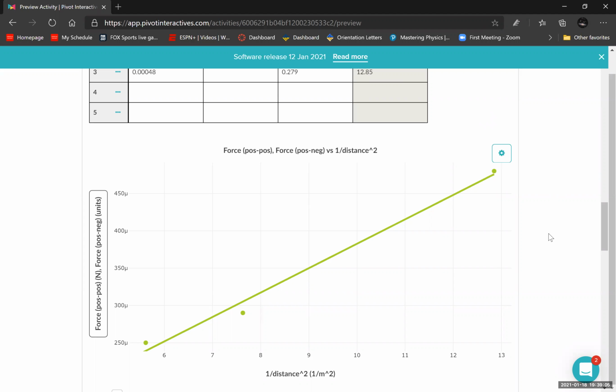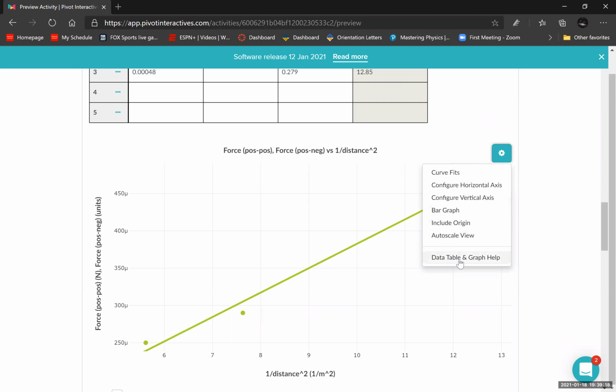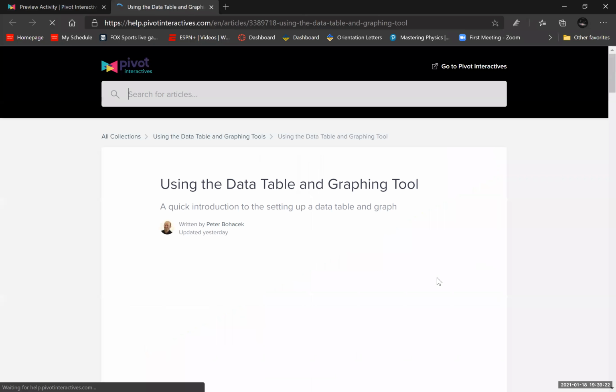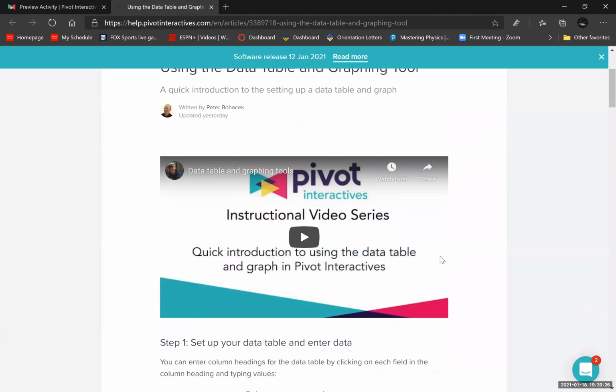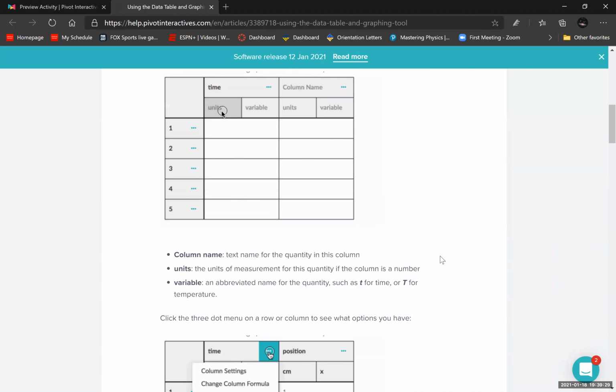All right, so again, this is taking a little bit longer because this is the first lab using the pivot. So I'm giving you all the little details. One very useful tool that they added in the pivot is when you click here, you can see it says data table and graph help. So you can click on this and you get to their support page for how to do the graphs, data tables and things like that.